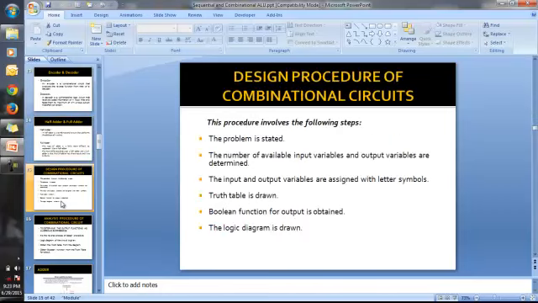A design procedure of combinational circuit. This procedure involves the following steps. The problem is stated. The number of available input variables and output variables are determined. The input and output variables are assigned letter symbols. Truth table is drawn. Boolean function for output is obtained. Finally, we will be giving the logical diagram for it.